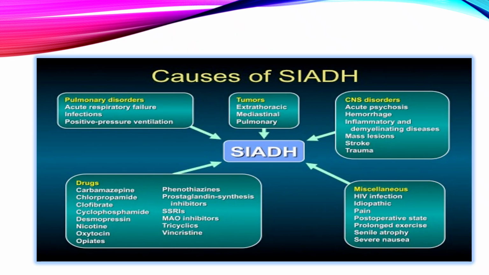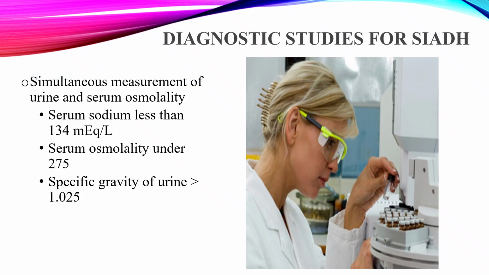Here are some different causes. We're not going to focus on that too much. That's a physician-driven intervention to figure out where it's coming from. We're going to focus on what we're looking for and what the nurse does. The three most important diagnostic tests of SIADH: the serum sodium level, which is normally 135 to 145, has to be less than 134. Serum osmolality needs to be less than 275. And the specific gravity needs to be greater than 1.025. Those are the three aspects we're going to be watching for when we're doing treatment of SIADH.